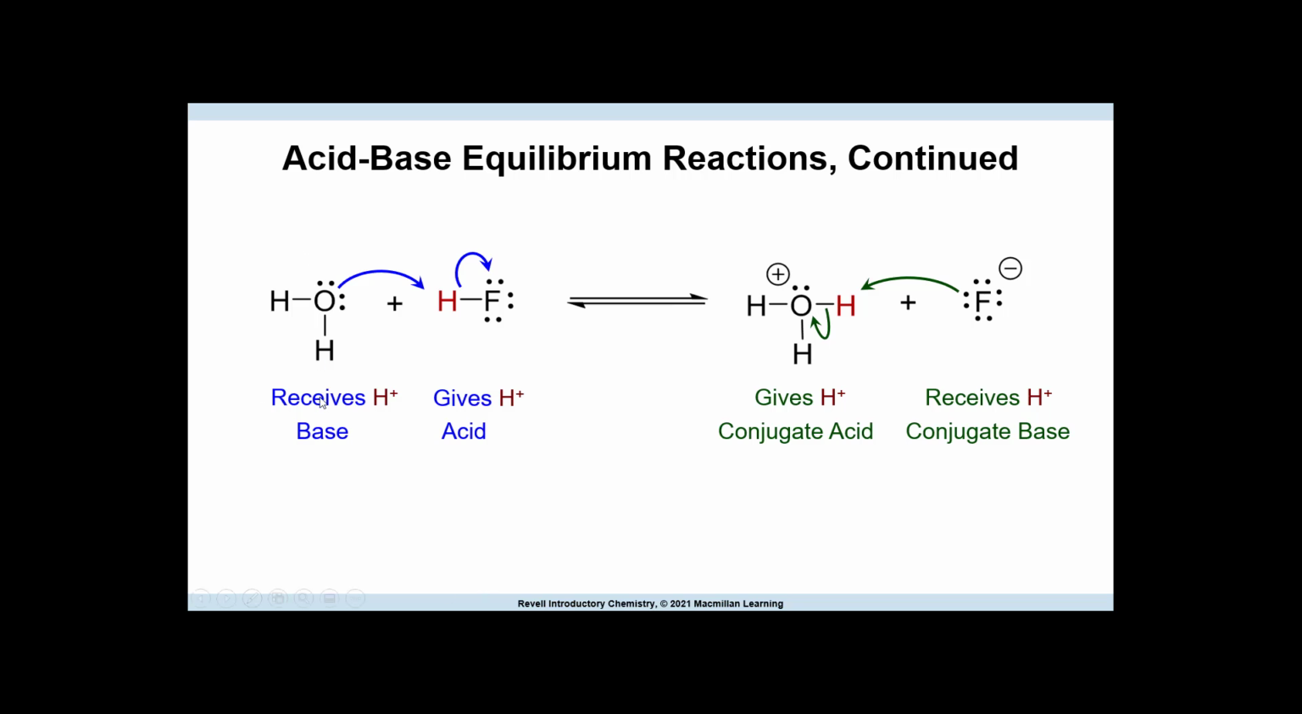So you see this is the base, and then if we go on this side, it's now the conjugate acid. Because if we're looking at it going this way, it's going to donate the proton back to the fluorine, which is what you see here. So that means that this is the conjugate base. So it's the opposite.